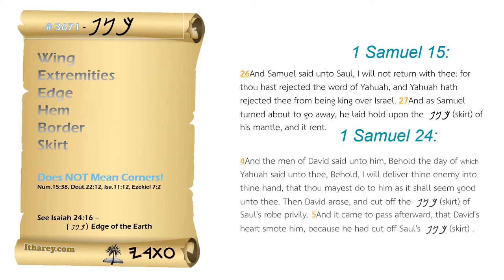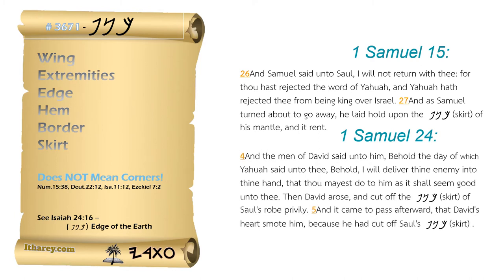The next is 1 Samuel 24:4. And the men of David said unto him, behold, the day of which Yahweh said unto thee, behold, I will deliver thine enemy into thine hand, that thou mayest do to him as it seemed good unto thee. Then David arose and cut the kanap, skirt, of Saul's robe privily. And it came to pass afterward, David's heart smote him because he cut off Saul's kanap, his skirt. Both of these verses let you know that you can have a kanap on your skirt. So the word kanap does not mean corner, okay?